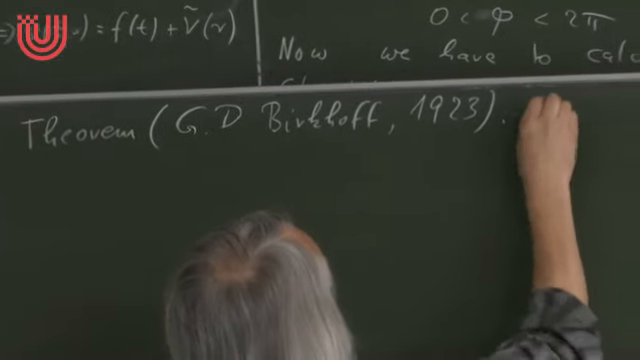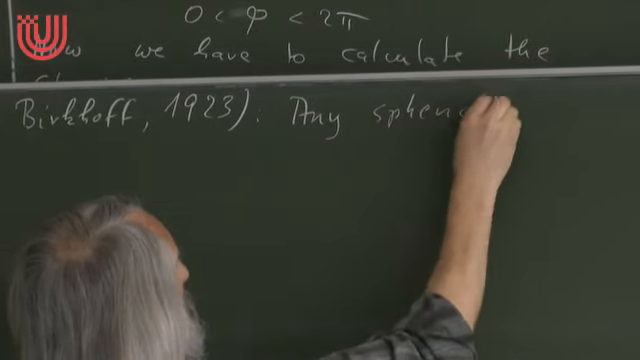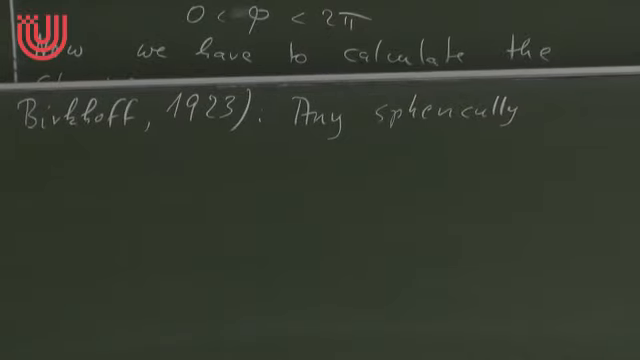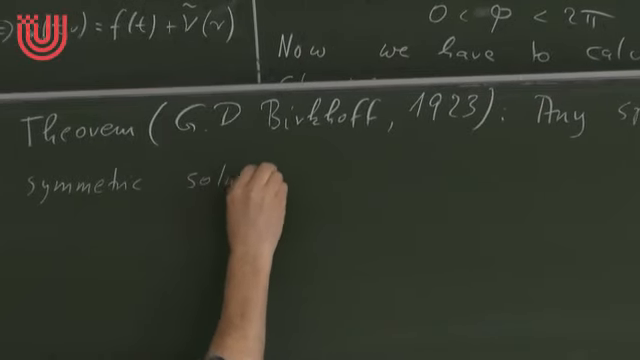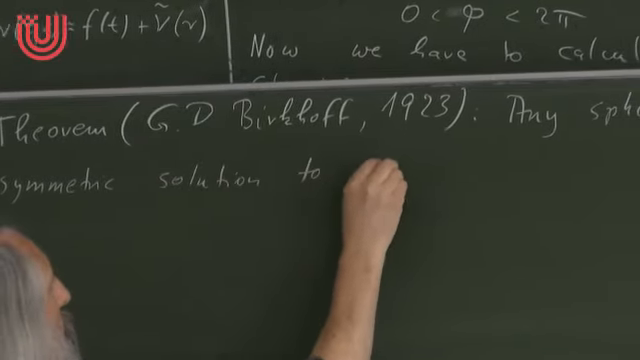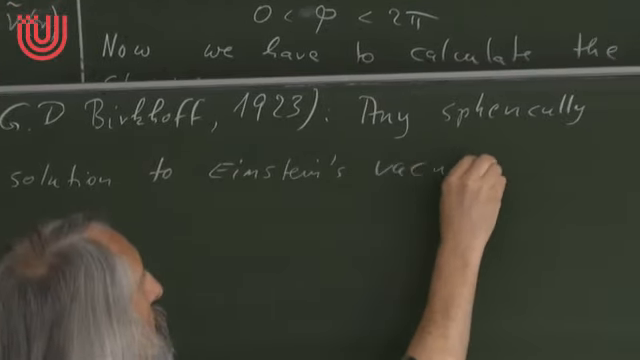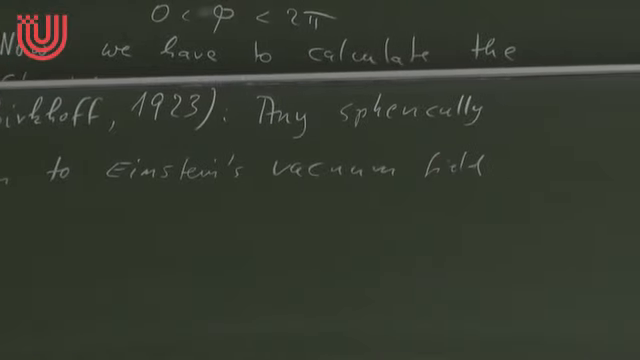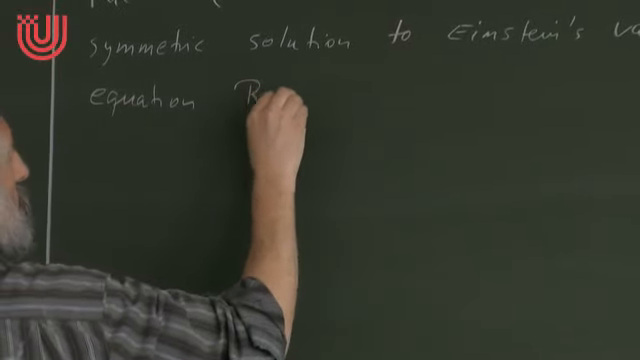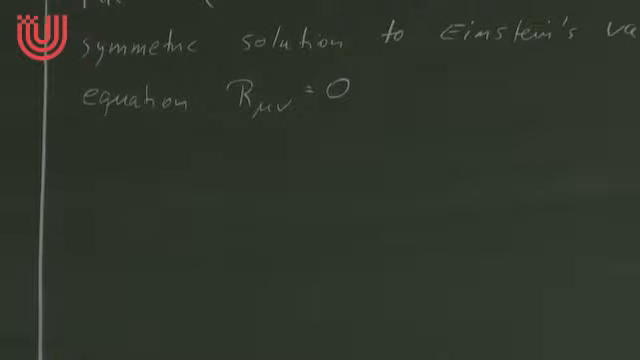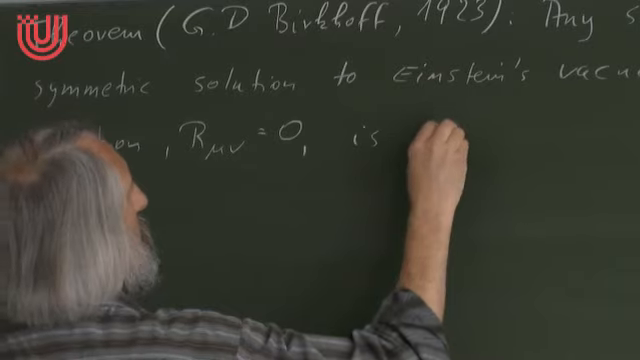And the theorem is: any spherically symmetric solution to Einstein's vacuum field equation, and here I mean the field equation without cosmological constant, the equation R mu nu equal 0, is time independent.